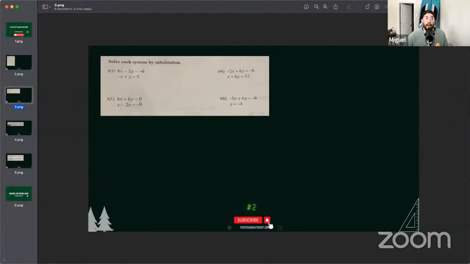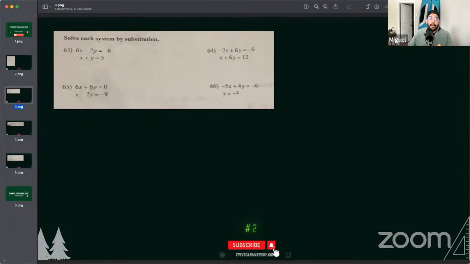And the second one required us to do substitution. That is what the direction is asking. Let me go ahead and just zoom in on that.